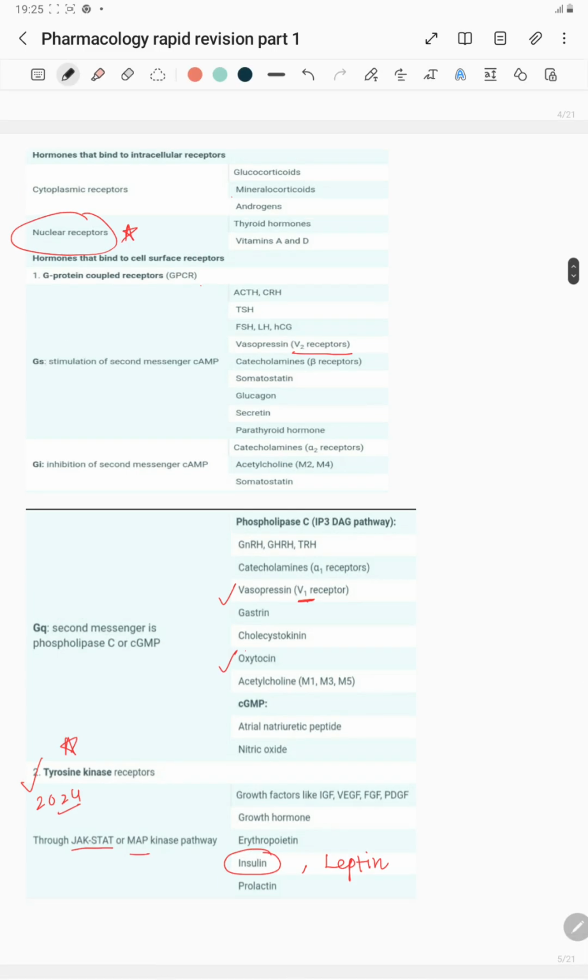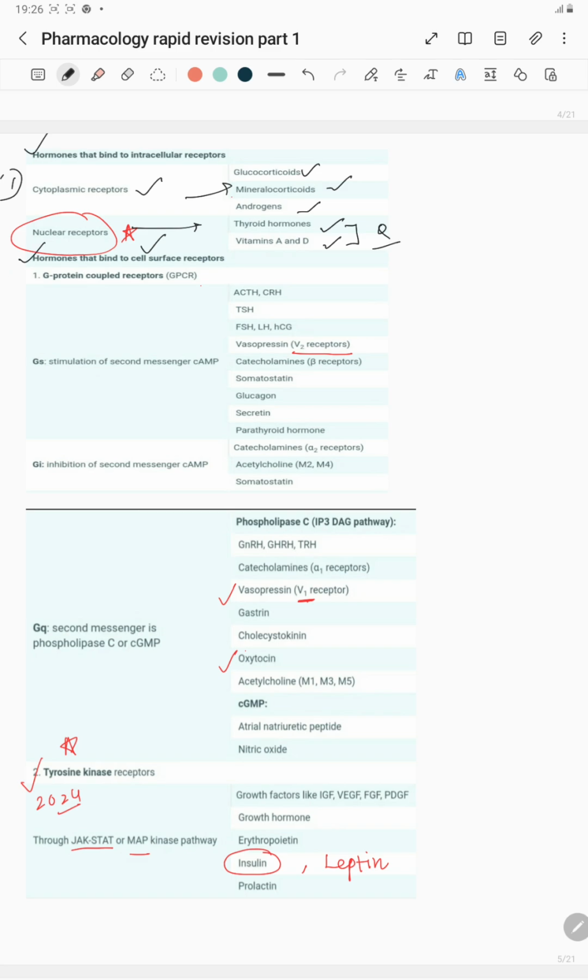Next important concept is the important hormones that bind to the different receptors. So first we'll talk about the intracellular receptors, which include cytoplasmic and nuclear receptors. In cytoplasmic we have the glucocorticoids, mineralocorticoids and androgens, while in nuclear receptors there are thyroid hormones, vitamin A and vitamin D, previously asked question.